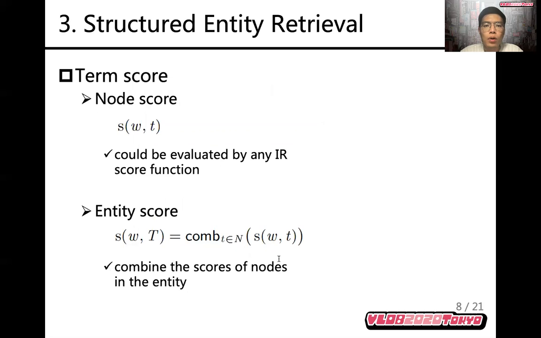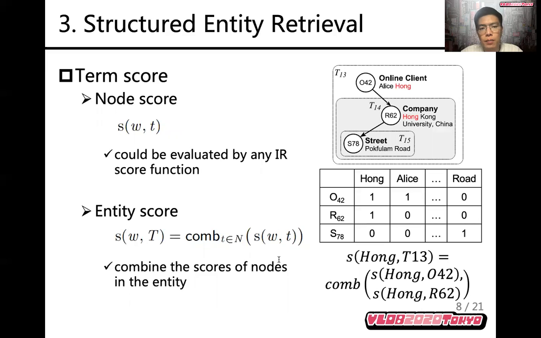In our proposal, we consider the term scores of structured entities. By interpreting the content of a node as an unstructured document, we represent each node by a vector of terms. The score of term W in node T could be evaluated by any IR score function in document retrieval. Then the score of term W in the entity combines the scores of all the nodes appearing in the entity. For example, if we consider the count of the term as its score, then the score of term home for node O42 is 1, and the score in entity T13 should combine the score in node O42 and R62.